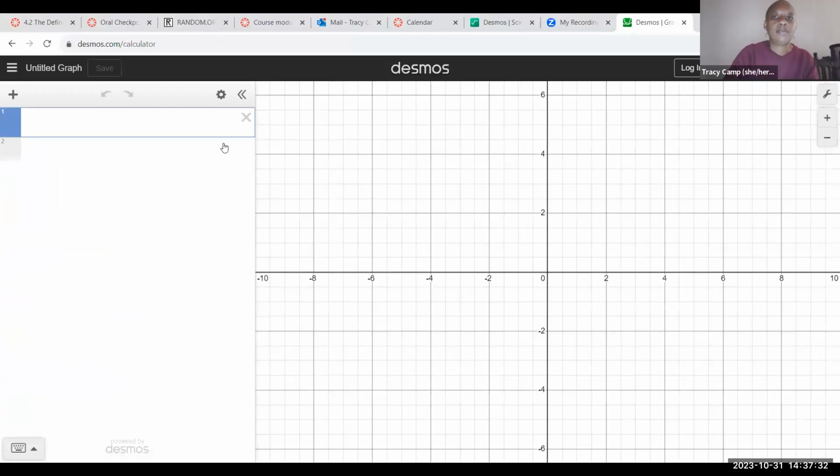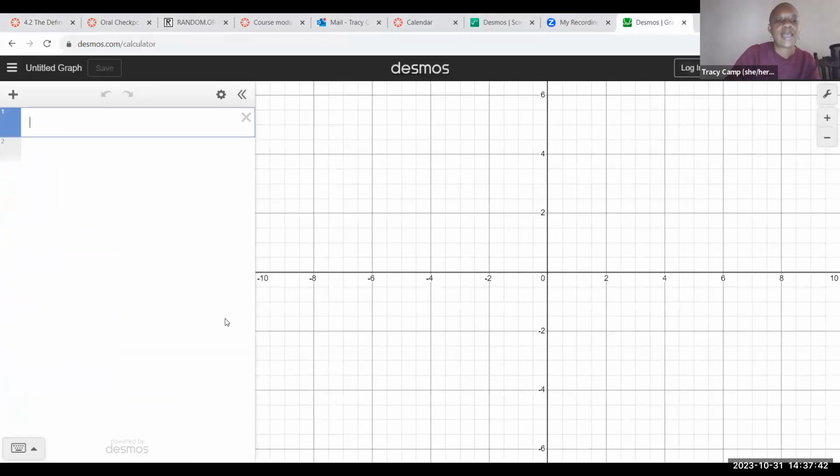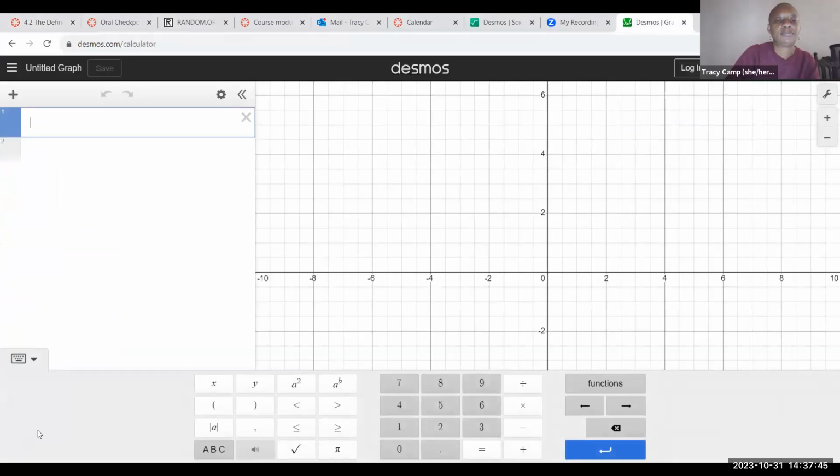And I'm going to go next, where are we? Here we are. Enter the square root of 7 squared minus x squared. That's a half circle.